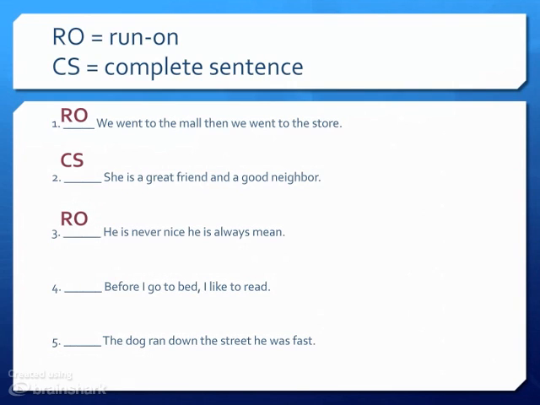Number 3 is also a run-on. He is never nice. He is always mean. See how there's that big pause after nice? That's because we have 2 complete sentences.